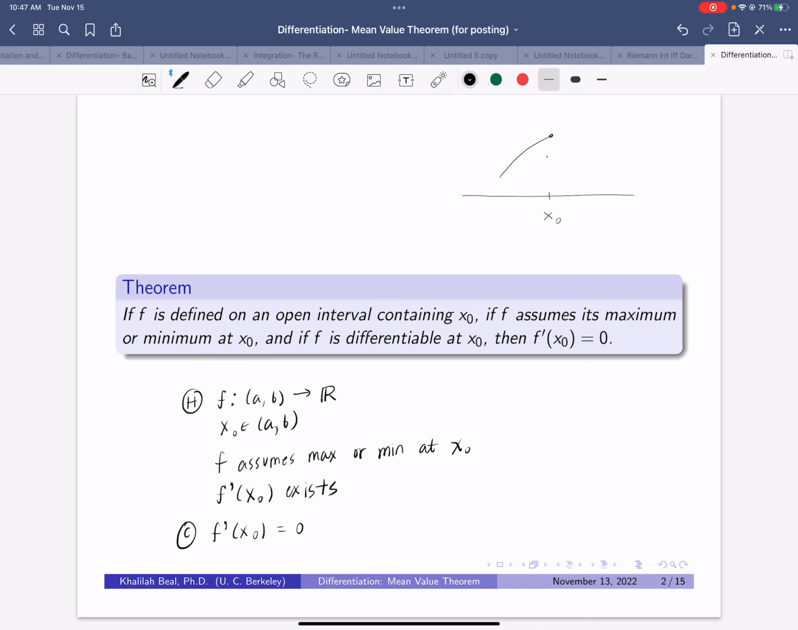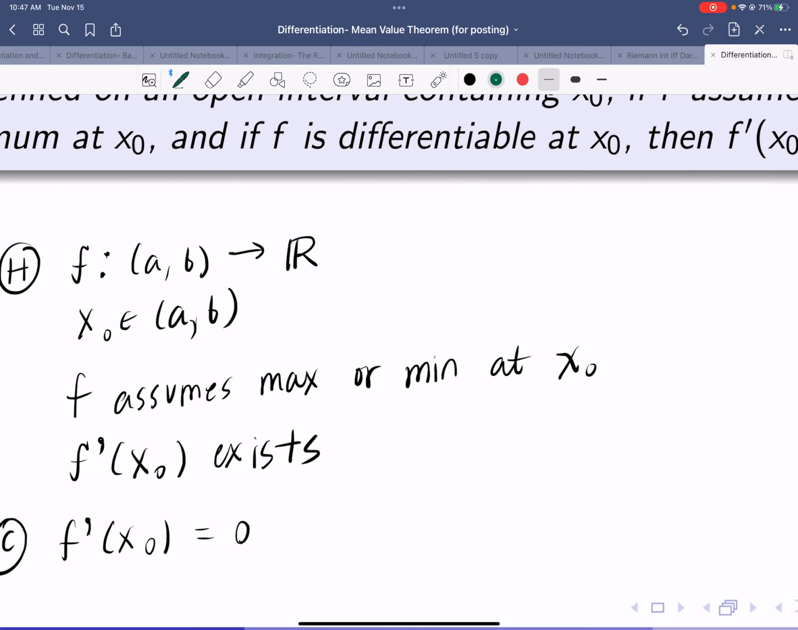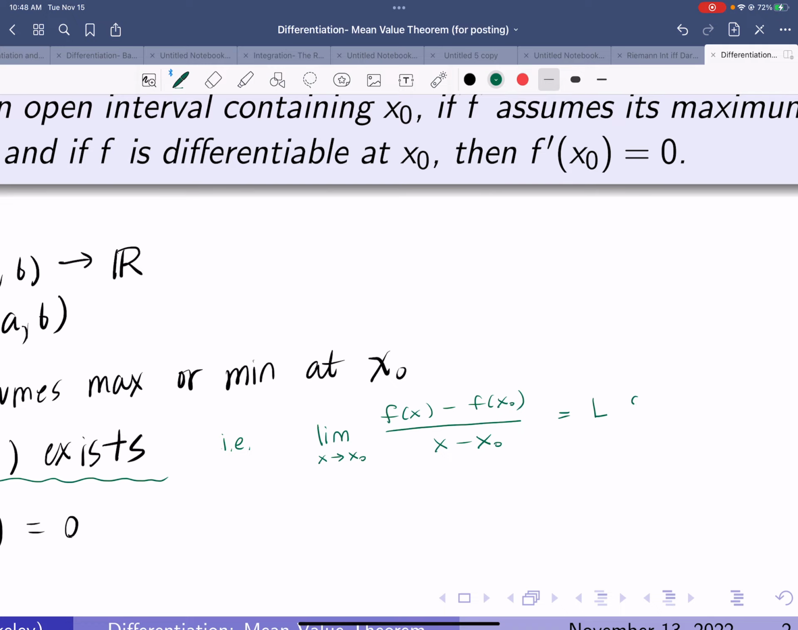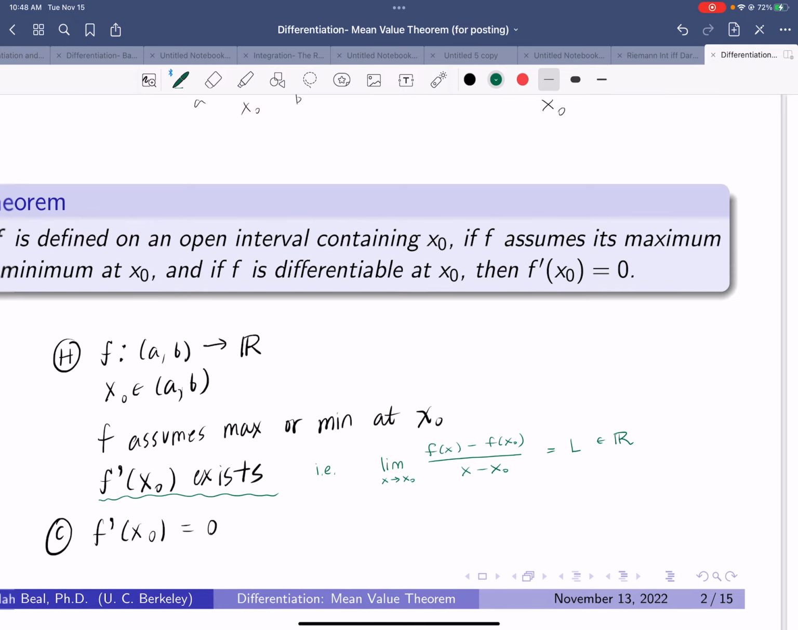Now, in order for us to prove that f prime of x naught is equal to 0, a key thing for us to remember is to recall the definition of the derivative. So when we say that f prime of x naught exists, this means that the limit as x approaches x naught of f of x minus f of x naught divided by x minus x naught, this limit exists and is some real number. So let's say it's equal to L for some real number L, okay?